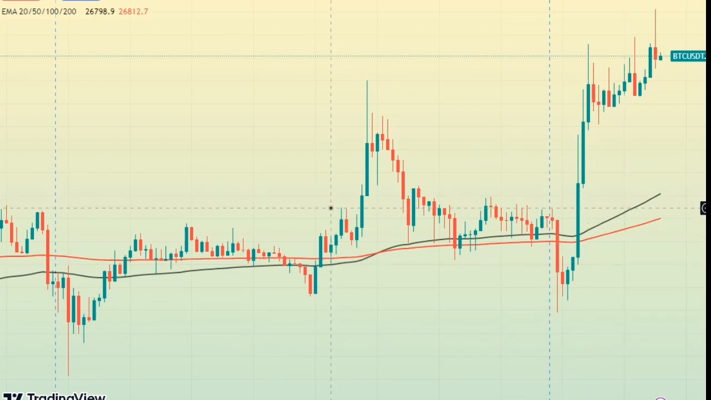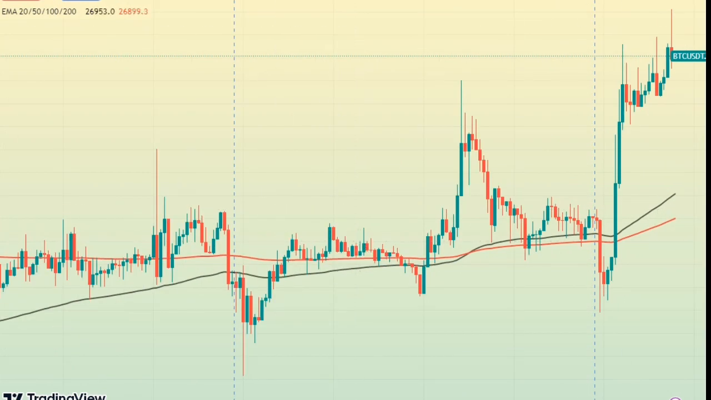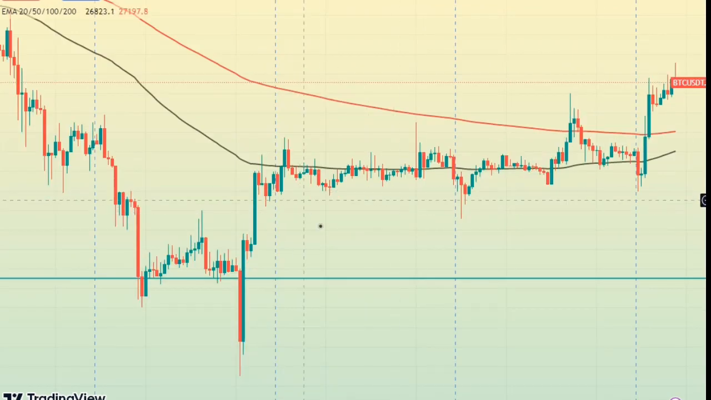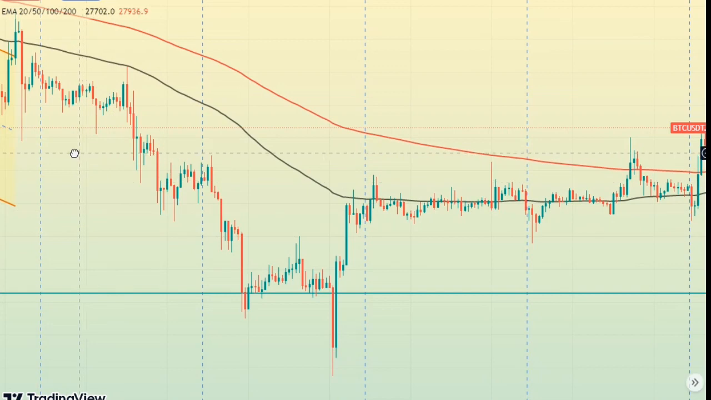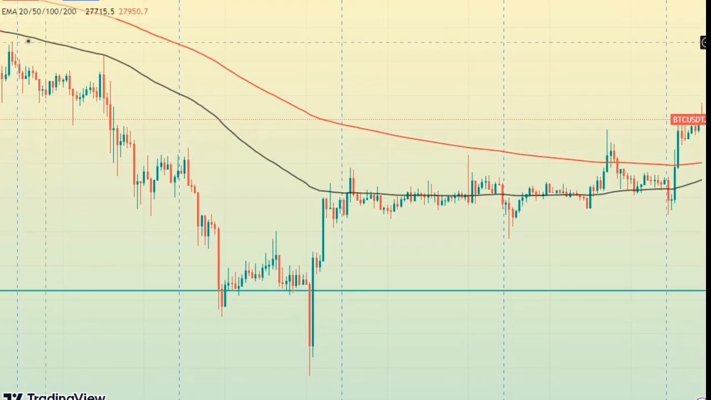Observing how the price interacts with the EMAs is crucial. In a strong uptrend, the price tends to stay above the EMAs, often finding support at the EMAs during pullbacks. Conversely, in a strong downtrend, the price remains below the EMAs and may encounter resistance at the EMAs during minor rallies. These interactions suggest the overall strength of the trend.